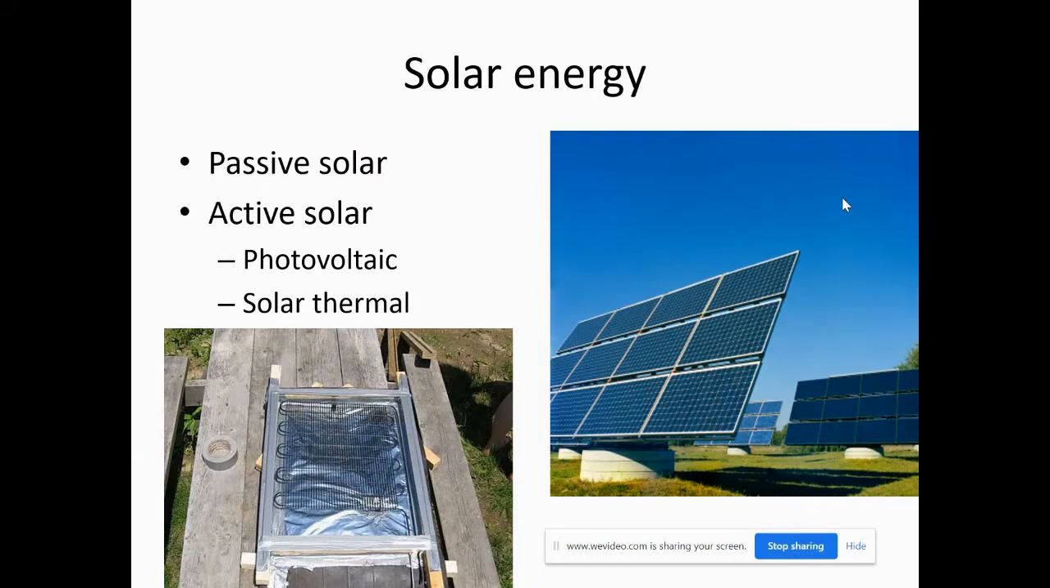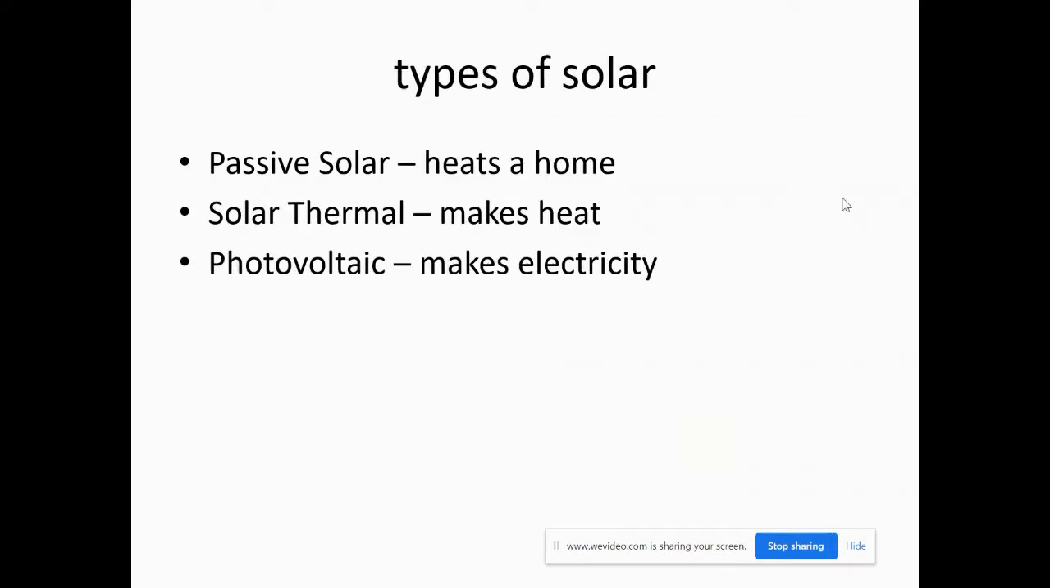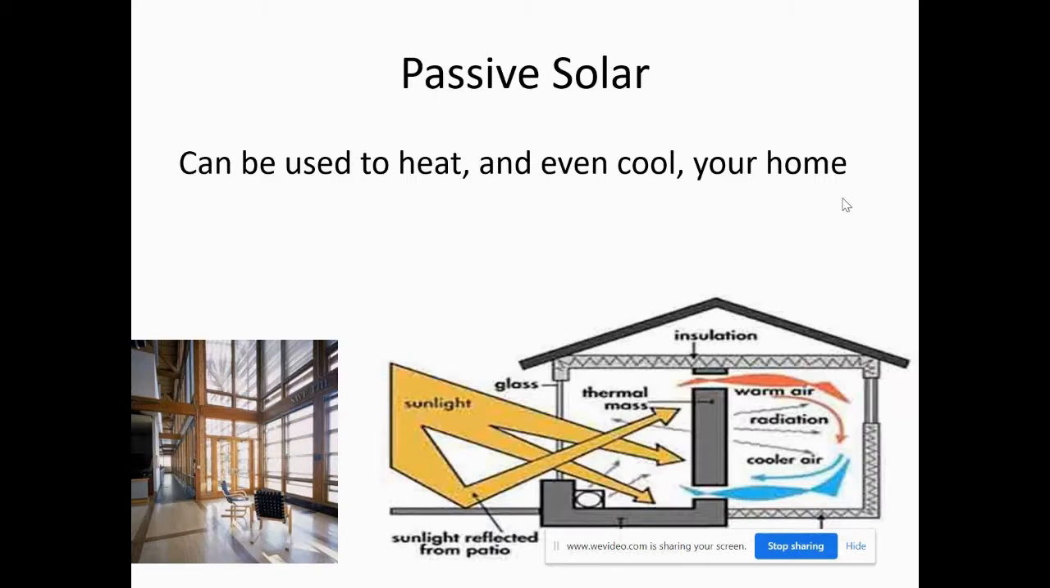Solar energy, we've got two types: passive solar and active solar. Passive solar is just strategically placing your windows to keep your house warm. Active solar are things like photovoltaic and solar thermal. So passive solar heats a home, solar thermal makes heat, photovoltaic makes electricity, and that's all you need. Passive solar, here is a passive solar. These windows are facing south, and the entire place is heating up naturally in sunlight.